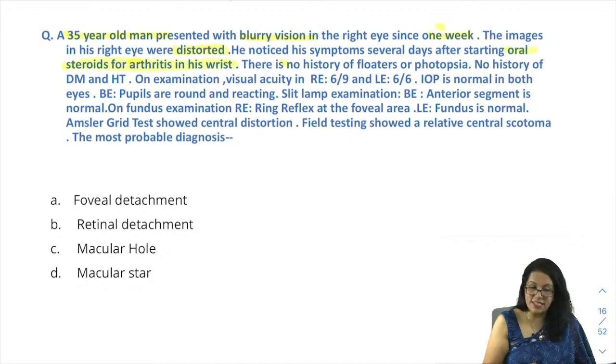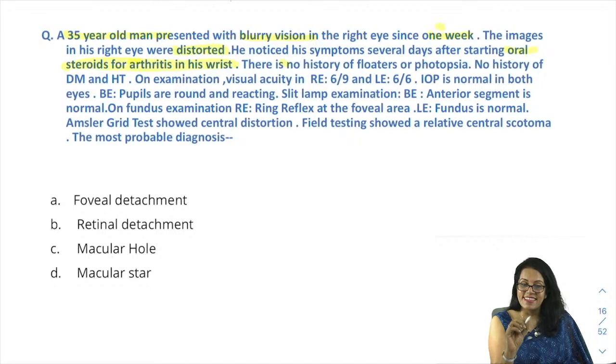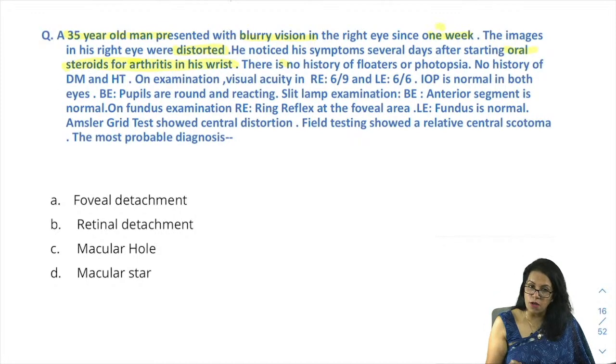Now you can appreciate this history only when you know that CSR is aggravated by steroids. Now there is no history of floaters or photopsia. If there is no history of floaters and photopsia, it generally indicates not retinal detachment. No history of diabetes and hypertension. That helps you come to the point that we don't have to think in terms of diabetic retinopathy or hypertensive retinopathy.